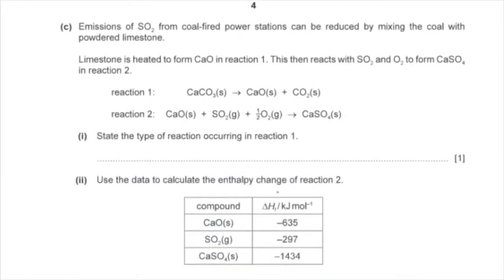Part C, emissions of sulfur dioxide from coal-fired power stations can be reduced by mixing the coal with powdered limestone. Limestone is heated to form calcium oxide in reaction 1. This then reacts with sulfur dioxide and oxygen to form calcium sulfate in reaction 2. Part 1, state the type of reaction occurring in reaction 1. So calcium carbonate decomposes to calcium oxide and carbon dioxide. This is thermal decomposition.